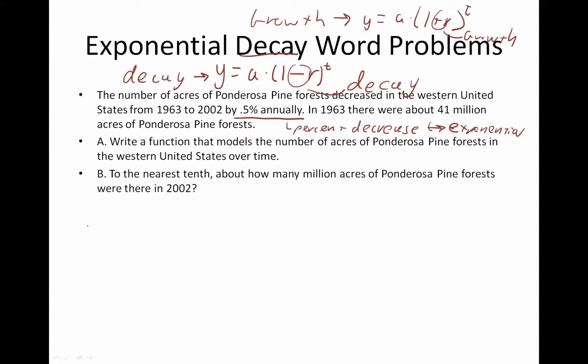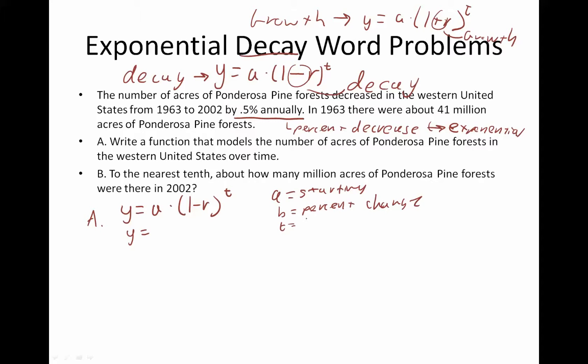Part A, write a function that models the number of acres of ponderosa pine forests in the western United States over time. So it's not giving us a specific amount of time, it's just telling us write the function, which means we need to take our formula and plug in all the appropriate numbers. So a is my starting value. This is just like the last section. r is my percent change, my growth, or in this case, decay. And t is time.